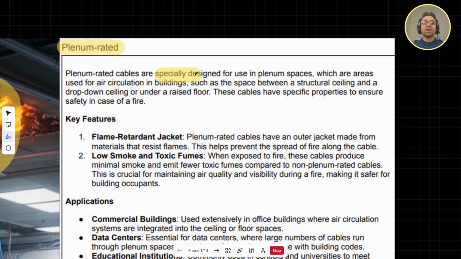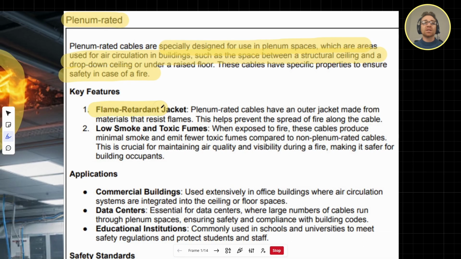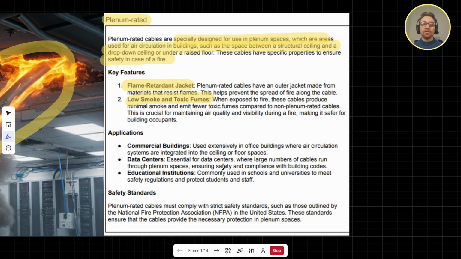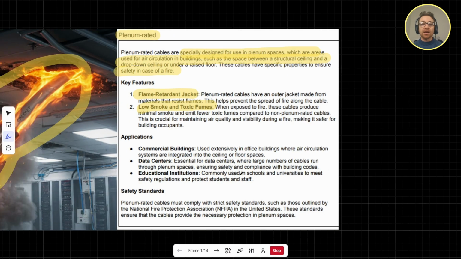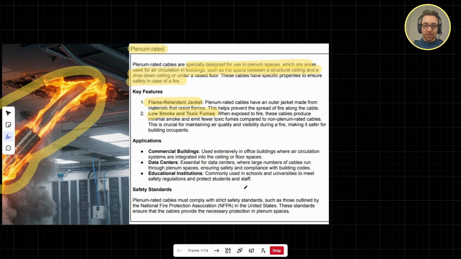So they're specifically designed for use in plenum spaces, which are areas used for air circulation in buildings, such as the space between a structural ceiling and the drop-down ceiling, or under a raised floor. These cables have specific properties to ensure safety in case of a fire, right? So they've got a flame retardant jacket and low smoke and toxic fumes. So they're designed for fire-likely areas or in ventilation, for example, all right?